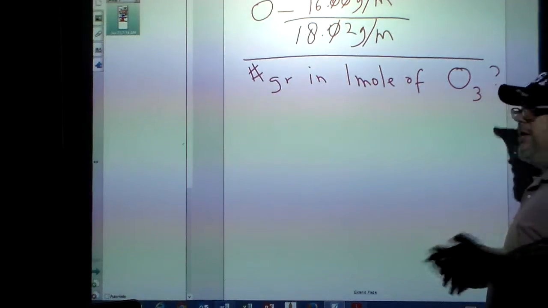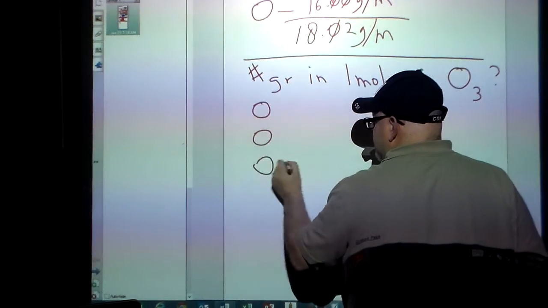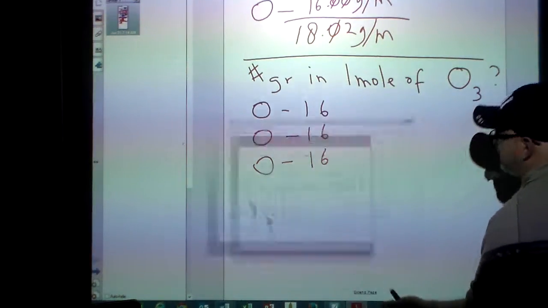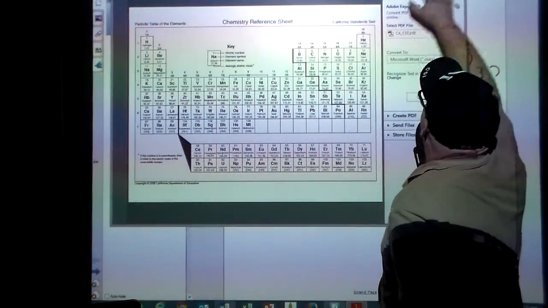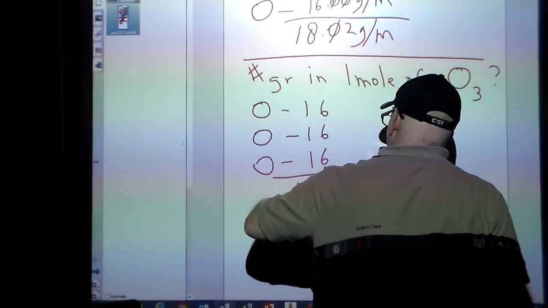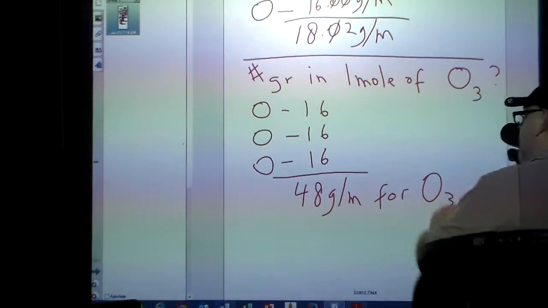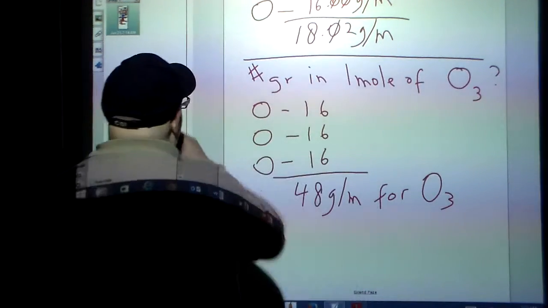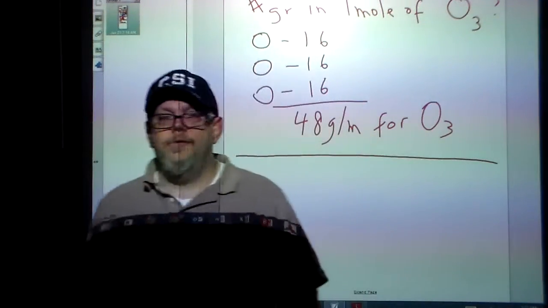Well, here's the thing. What am I looking at? Well, I'm looking at 3 oxygens. So I know if I could break it down like this, each oxygen is 16 grams. How would I know this? What's my evidence? Right here on the periodic table. Oxygen's got 16 grams to 1 mole. So then we just add those up. So we have 48 grams per mole for 1 mole of ozone. And that's it. That's it for that.